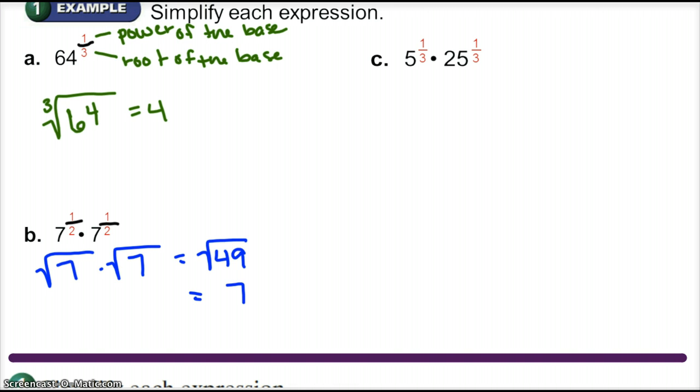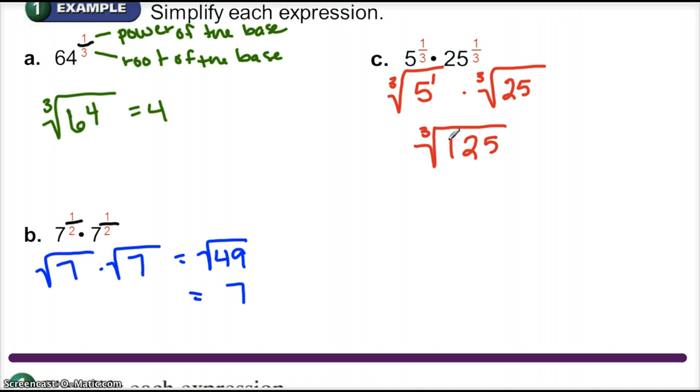Up here for C, we have cubic root of 5 to the first. So we have cubic root, sorry about that, 5, and then to the first, that's where that little 1 comes from, times cubic root, the denominator, of 25 to the first. Okay, these are both cubic roots, so that means we can multiply the radicands, the stuff underneath the radical. 5 times 25 is 125, and this is the cubic root of 125. And again, hopefully you guys know this one by heart, that it is 5.